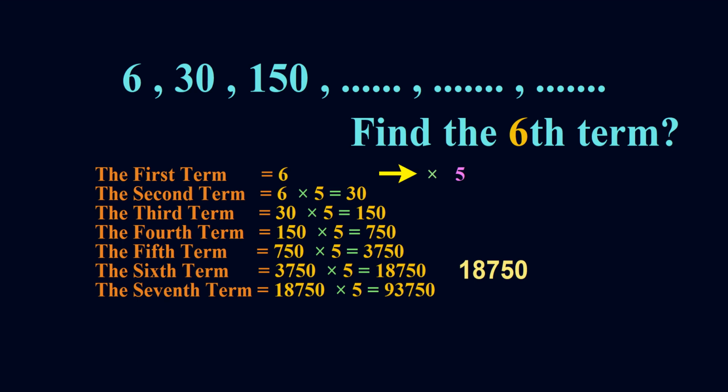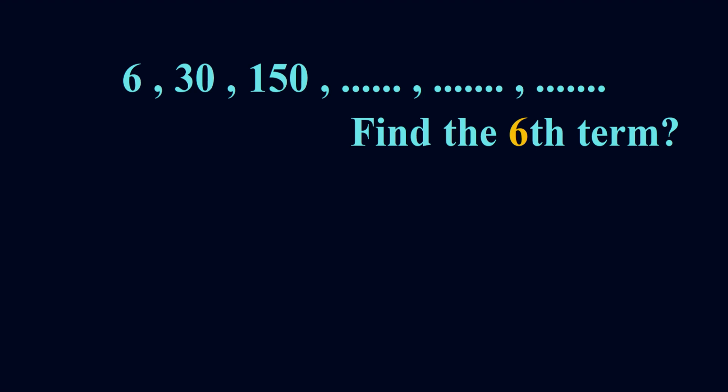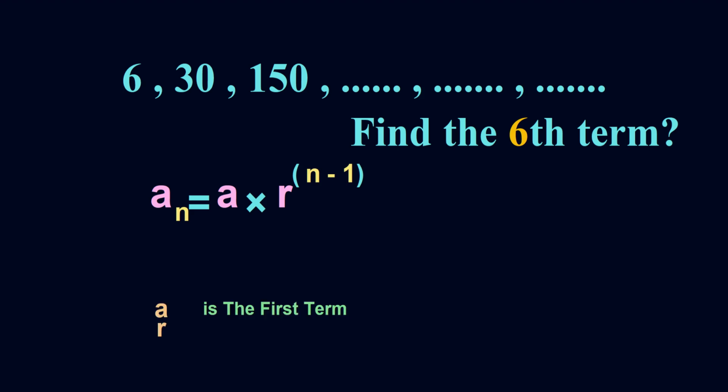Let's solve the problem by using the second method, which is called the formula way. We have a geometric sequence and we can use the rule a_n equals a times r to the power n minus 1, where a is the first term, r is the common ratio, and n is the required term.